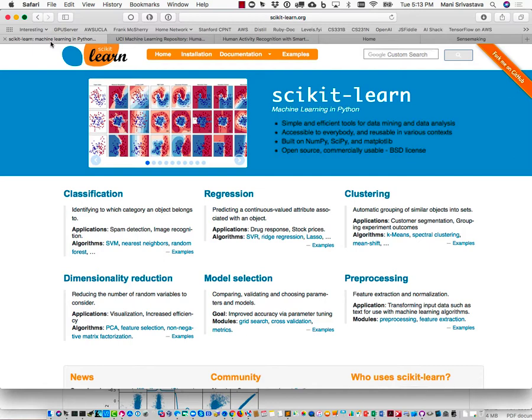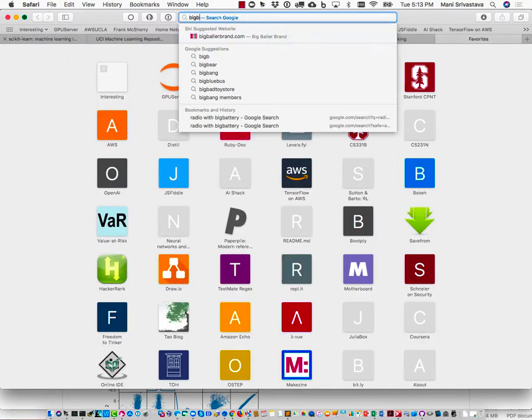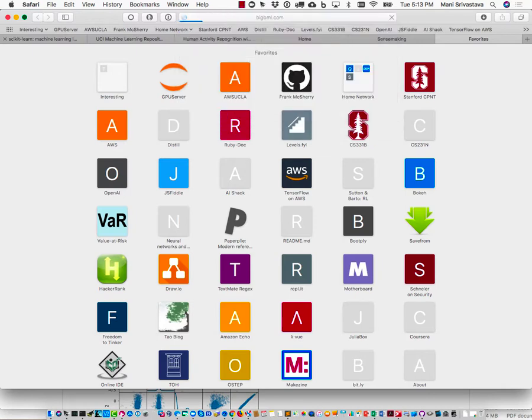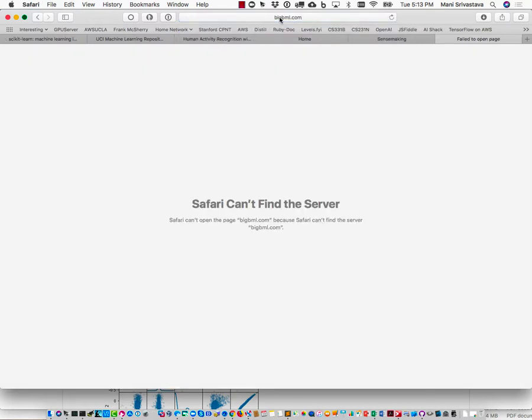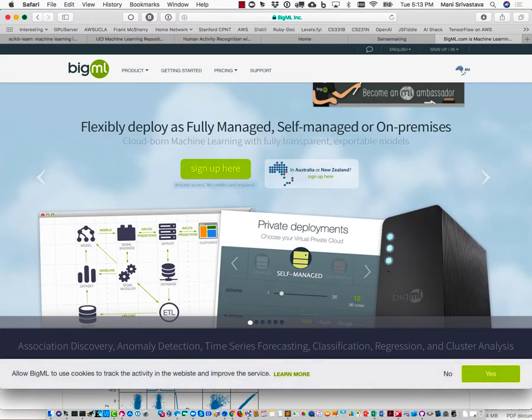Okay, so there are obviously many tools that exist in this space, and cloud services like bigml.com that are very nice. I've often used this a lot, which is basically a cloud service.